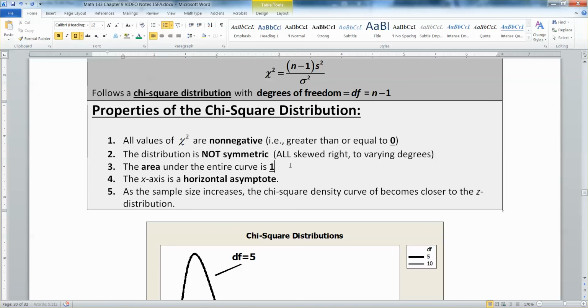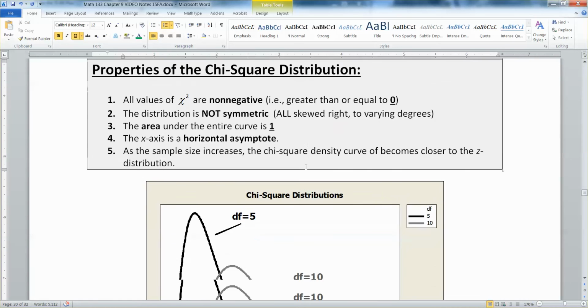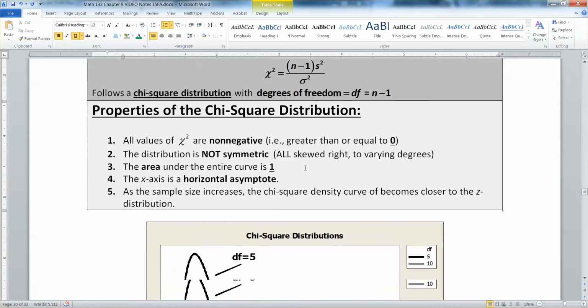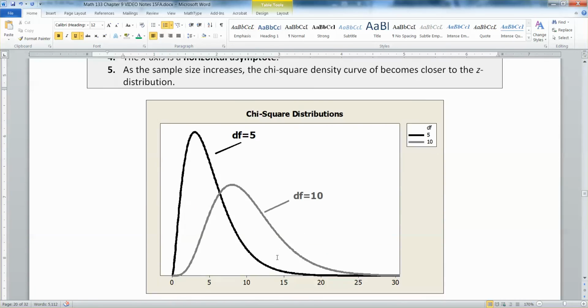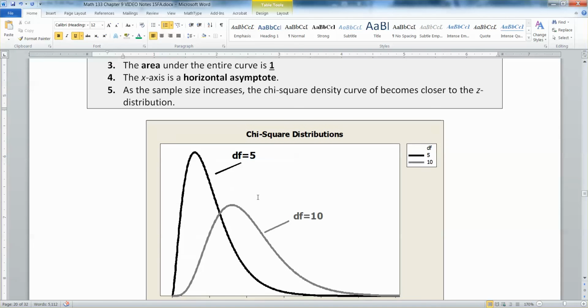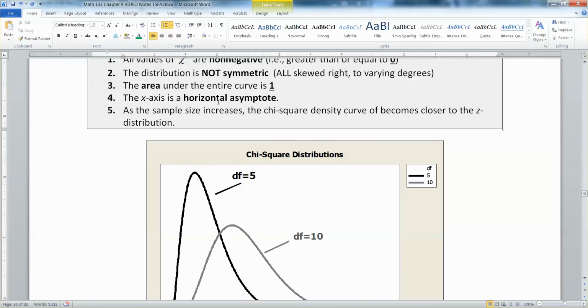Okay. The area under the entire curve is 1. Well, of course, because it's a probability distribution, the area under the entire curve has to be 1. Right? It has to be. Otherwise, you wouldn't be able to get probabilities out of it, and it would no longer serve your purpose as a probability distribution.